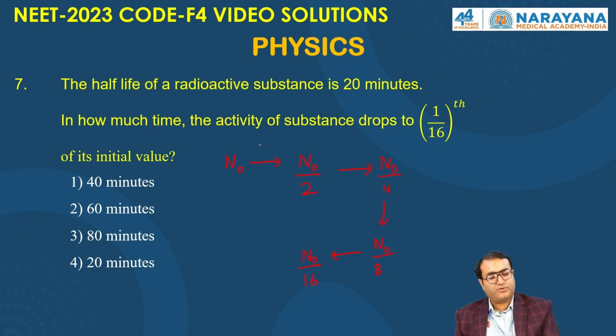So we can count how many half-lives there are: 1, 2, 3 and 4. So 4 half-lives means 4 into 20 minutes. It is taking a total time of 80 minutes. Third option is correct in this case.